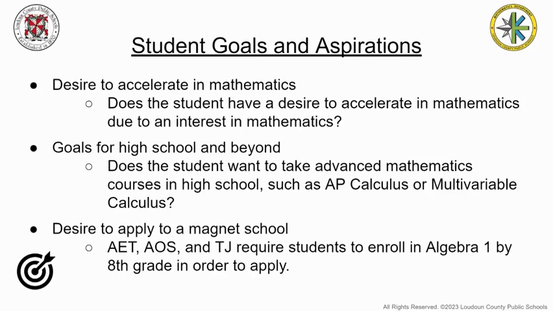If a student is interested in enrolling in a magnet school such as AET, AOS, or TJ, they must enroll in Algebra 1 by 8th grade. A typical progression for a student to be enrolled in Algebra 1 in 8th grade would be Foundations of Algebra in 6th grade, Pre-Algebra in 7th grade, and Algebra 1 in 8th grade.